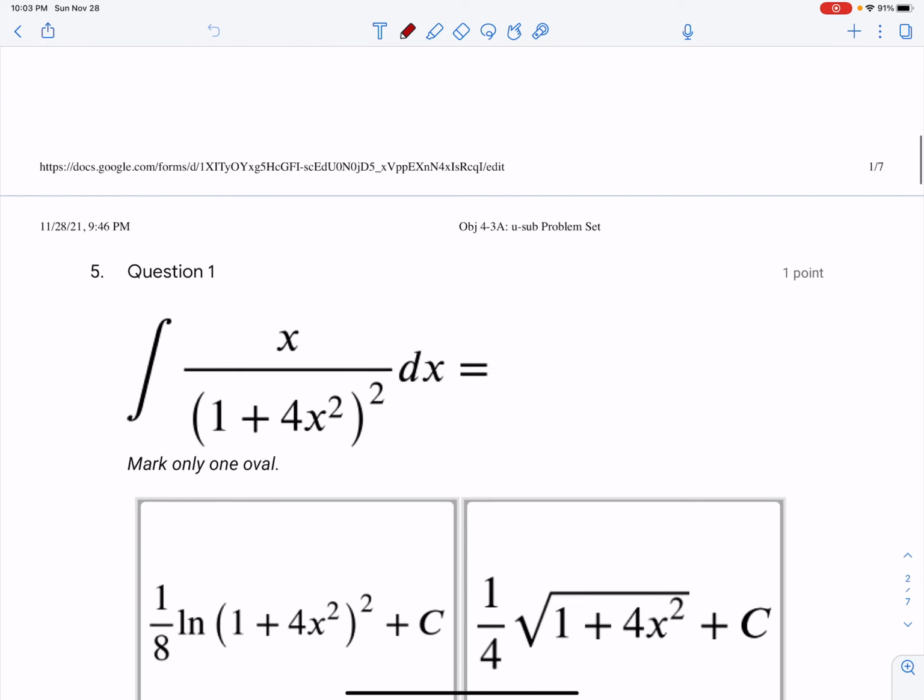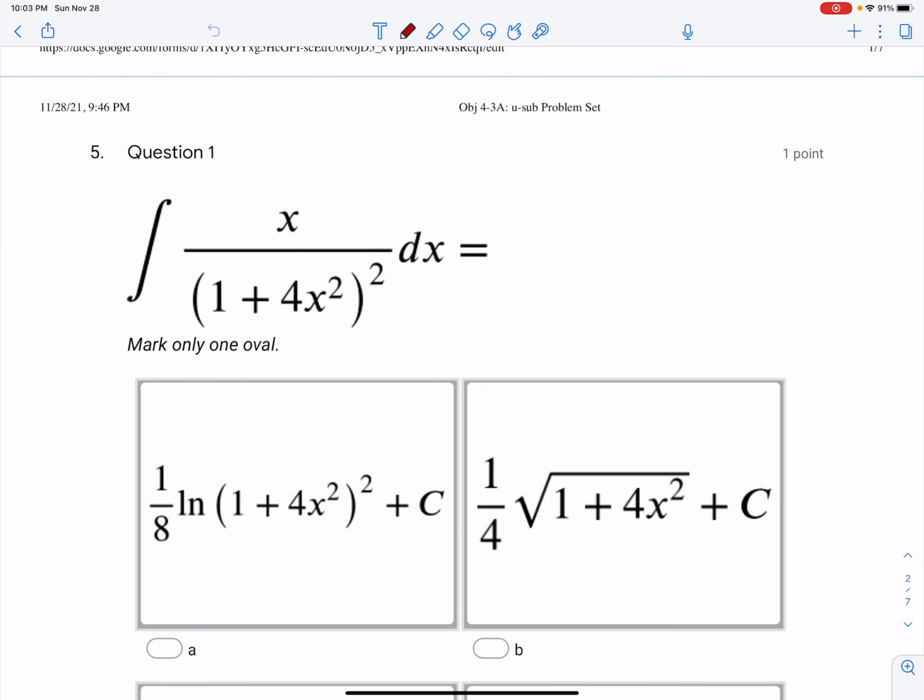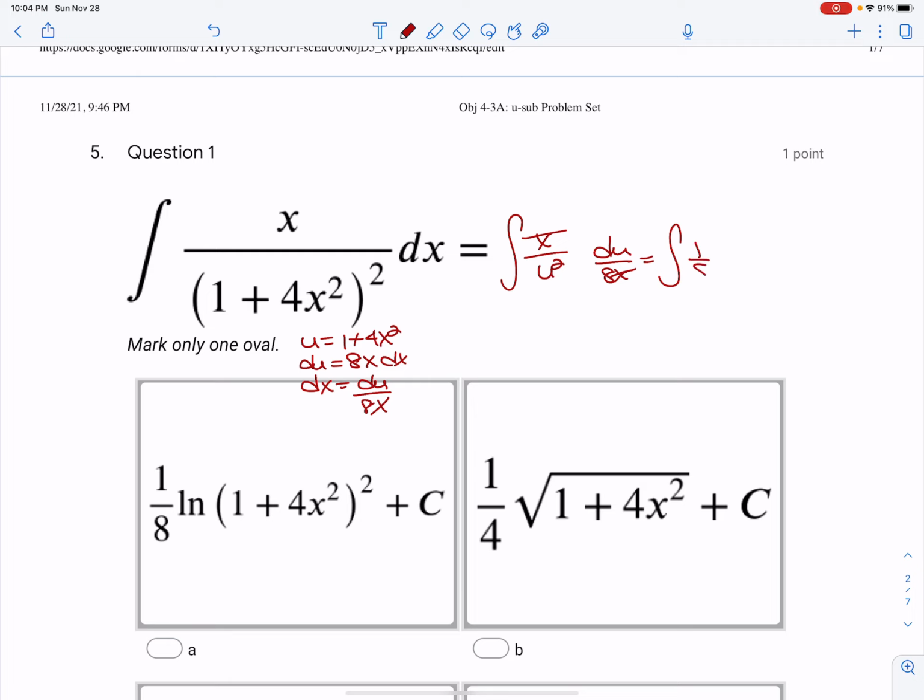All right, so now we're to the u substitution spot. I would let u equal 1 plus 4x squared. So du is equal to 8x dx, so dx is du over 8x. Then we take the antiderivative of x over u squared, and then du over 8x, so the x's cancel out, and I'm left with 1/8 u to the negative second power du, so this is negative 1/8 u to the negative first plus c.